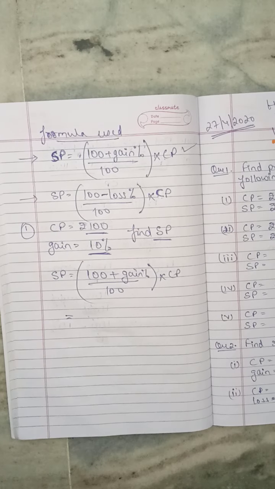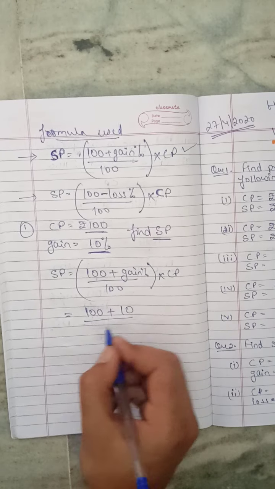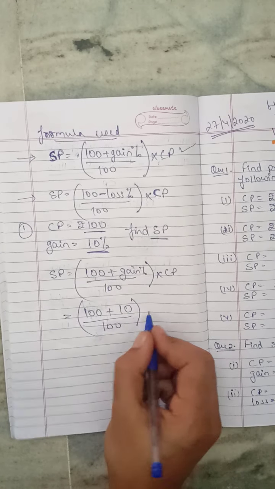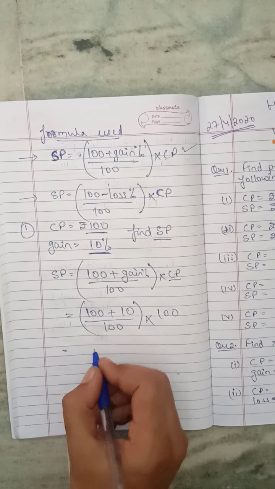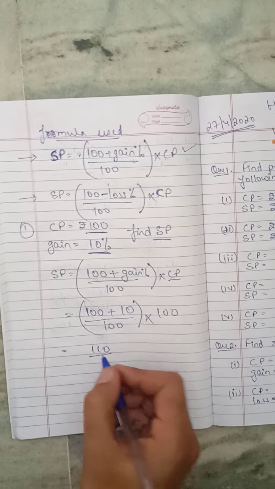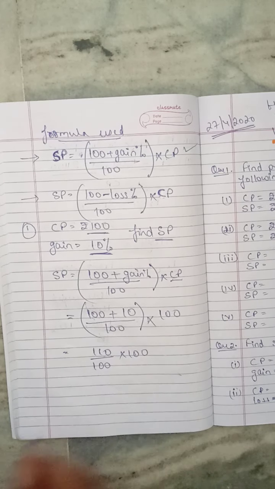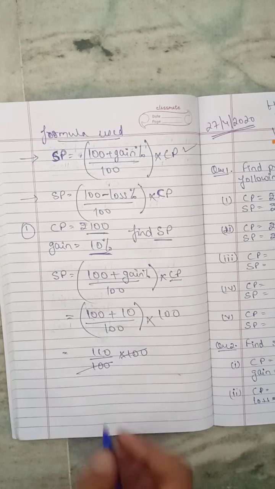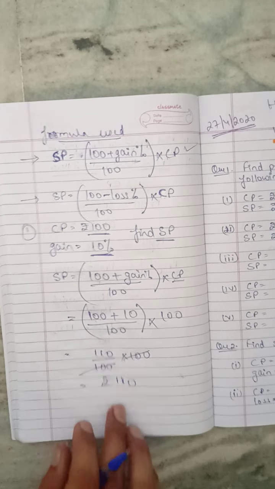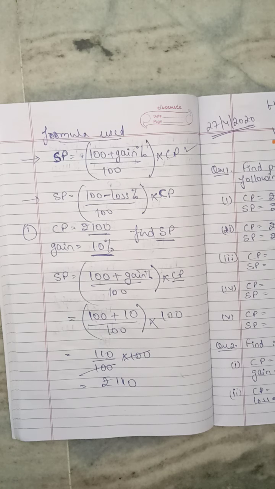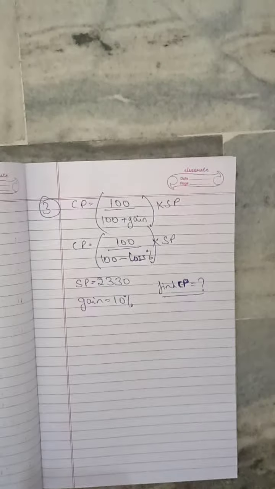Now put the values. 100, what was gain percent? 10 upon 100 into, what was CP? CP was given 100 rupees. So 100 plus 10 gives you 110 upon 100 into 100. This 100 cancels with 100 and you will get rupees 110. So this is your selling price. In this way you can solve. If loss is given, minus will be there.